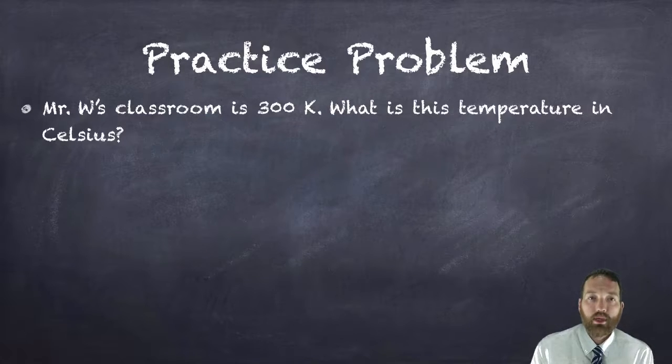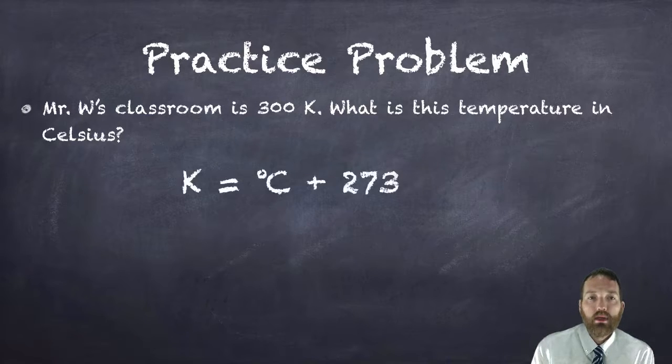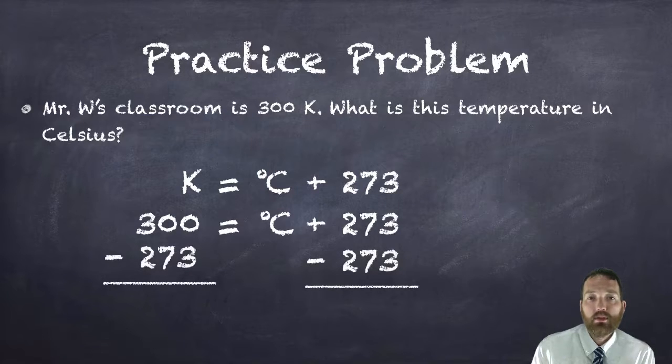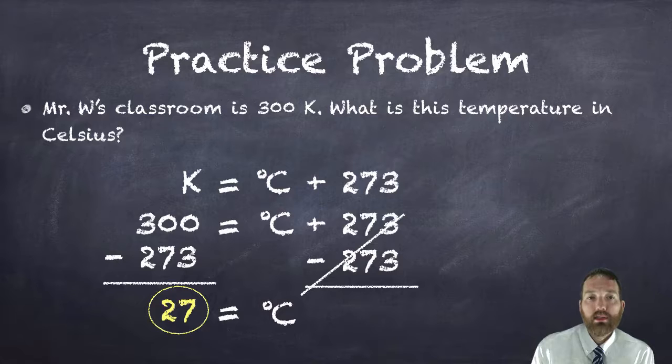Here's the other type of question they can ask. If Mr. W's classroom is 300 Kelvin, what is the temperature in Celsius? Okay, so now they give us Kelvin and want us to solve for Celsius. So all we need to do is plug in 300 Kelvin on the left and equals Celsius plus 273 on the right. Subtract 273 from both sides. That'll cancel out. And Celsius degrees will equal 27.